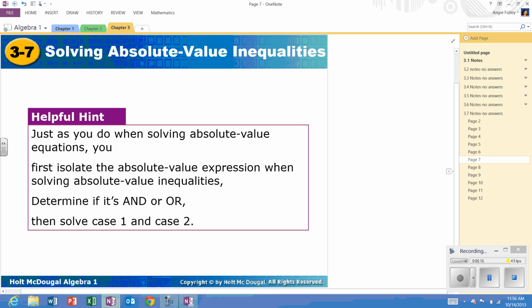Okay, remember though, before we get started, we always have to isolate the absolute value. Then step 2, determine if it's an and or an or. And now I'm going to show you we solve two cases, just like we did in our regular absolute value equations.